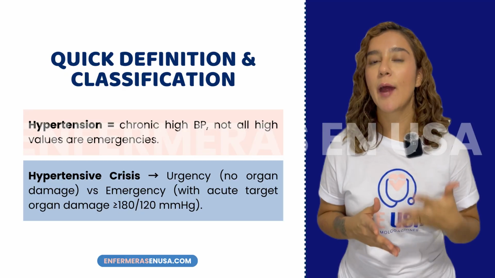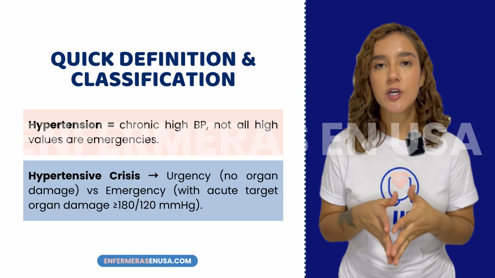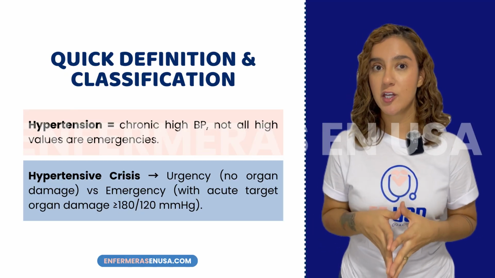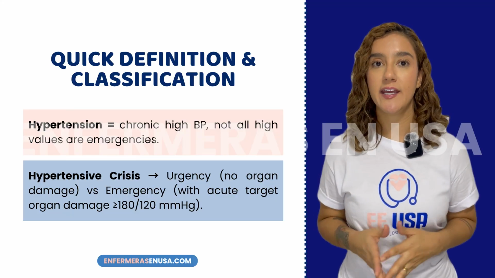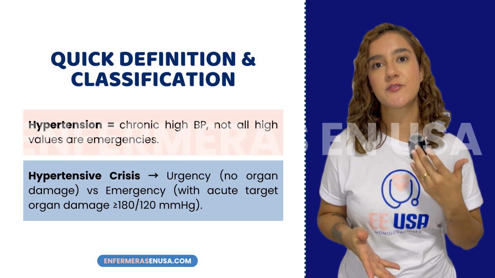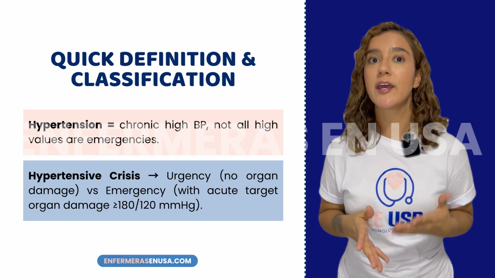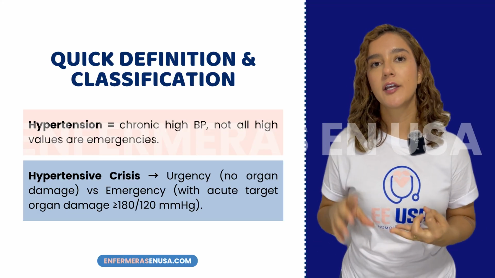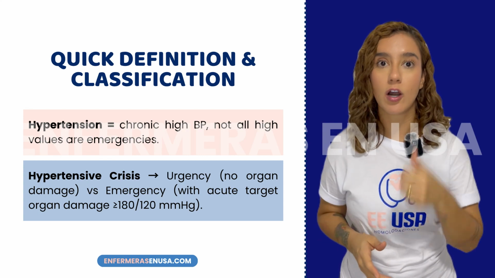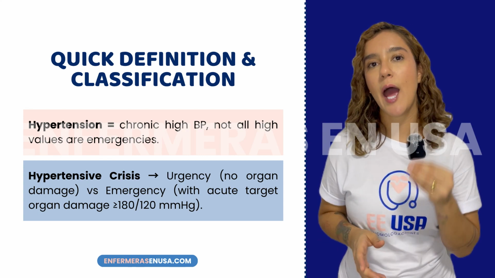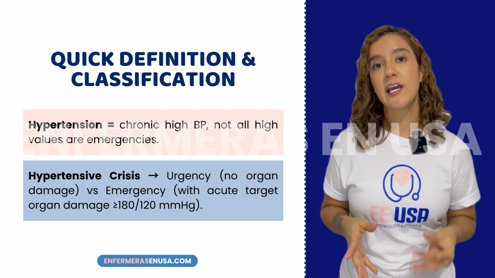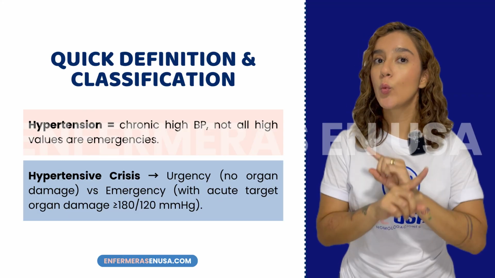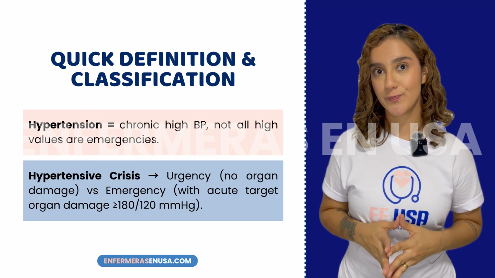The first is a hypertensive emergency. This one is a severe blood pressure elevation, usually higher than 180 over 120 millimeters of mercury, with evidence of acute target organ damage. For example, the brain, heart, kidney, aorta, retina, or lungs. And the second one is hypertensive urgency. Usually, it's a very high blood pressure, but without acute organ damage.